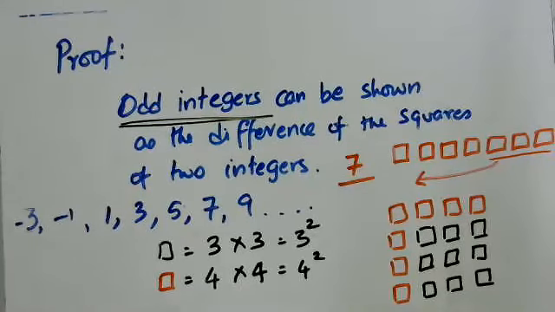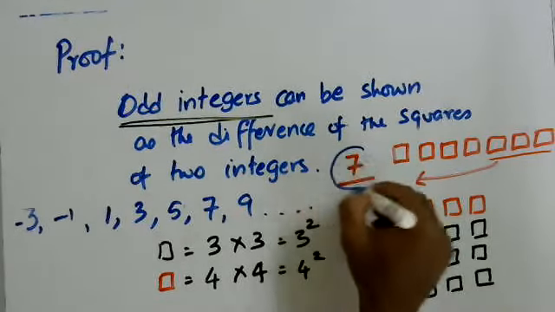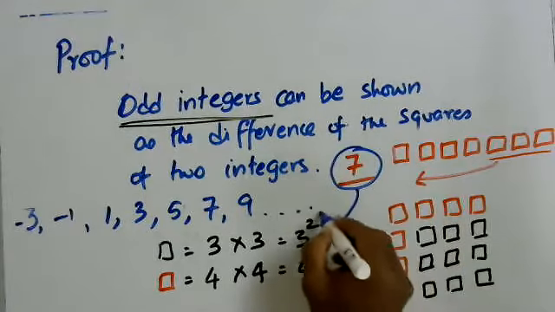So the next part, the question is being asked. How does this prove that all odd integers can be shown as the difference of two squares? I mean, the difference of the squares of two other integers. Come on. Push yourself a bit. We are almost there. Last step. We are trying to make one more statement. We are trying... I got it, sir.